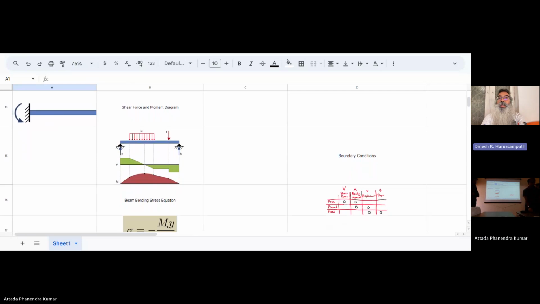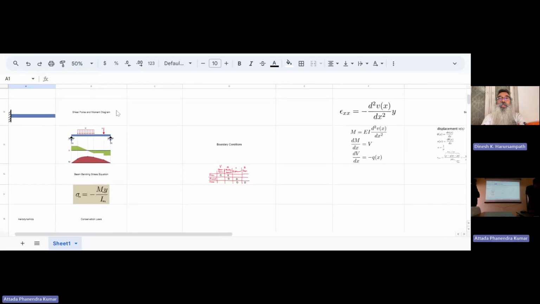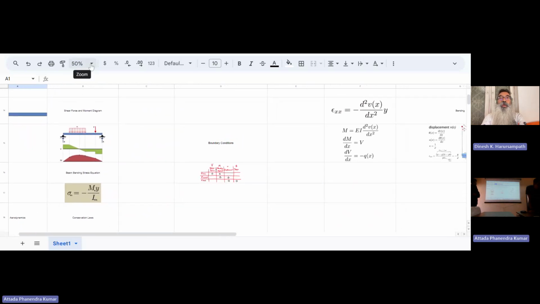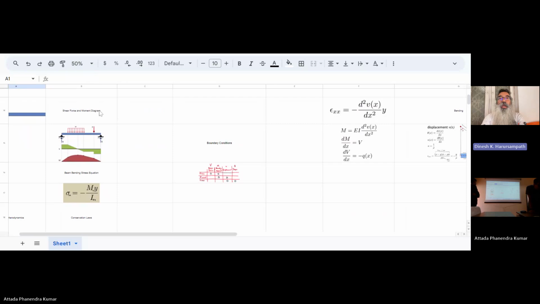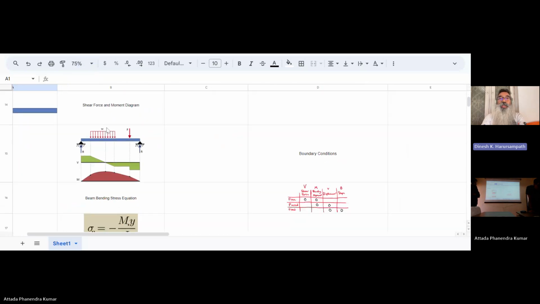You see what I'm saying? Same thing with the simply supported beam in column B as well. You can either show the reactions or you can show the support. You can't show both simultaneously.